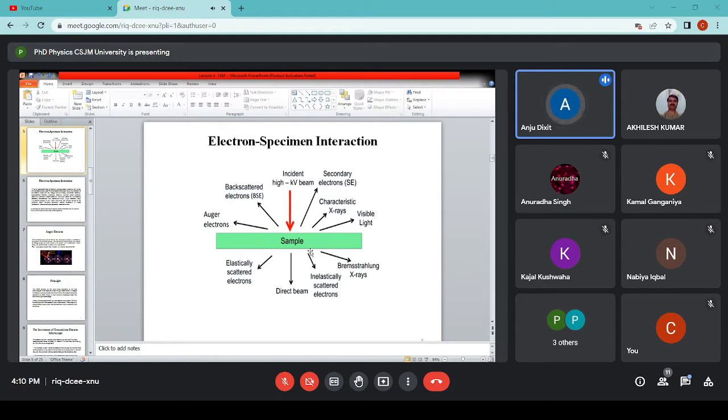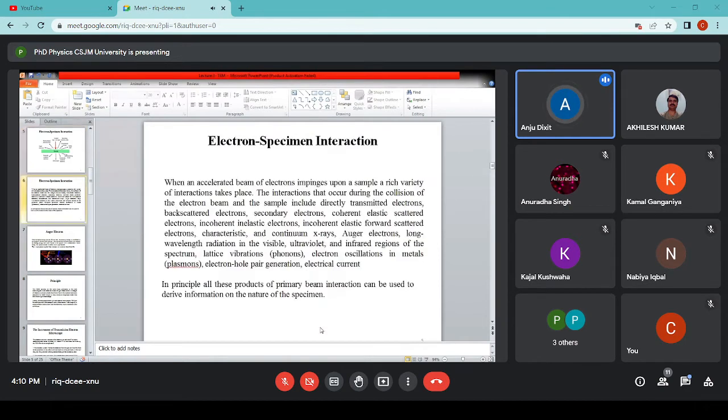So when an accelerated beam of electrons impinges upon a sample, a rich variety of interactions takes place. The interactions that occur during the collision of the electron beam and the sample include directly transmitted electrons. Some electrons may transmit directly. Backscattered electrons, secondary electrons, coherent elastic scattered electrons, incoherent elastic scattered electrons, incoherent elastic forward scattered electrons, characteristic and continuum X-rays.